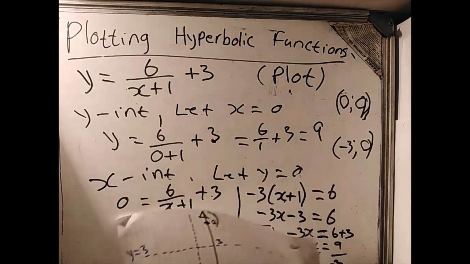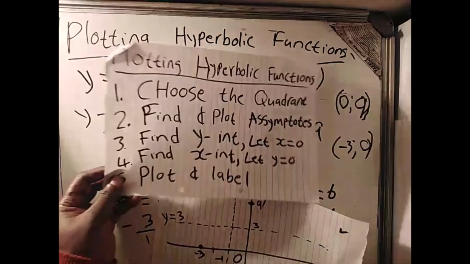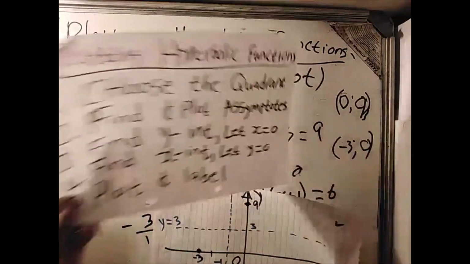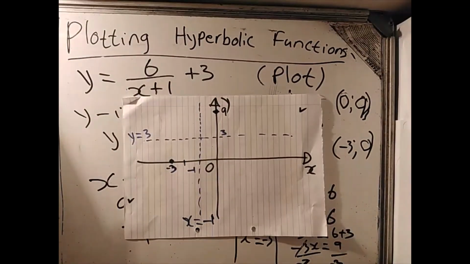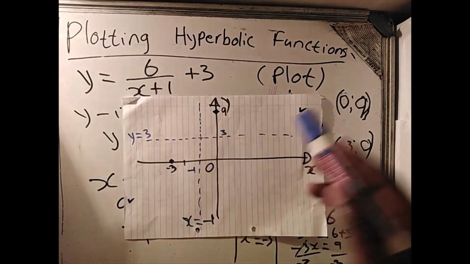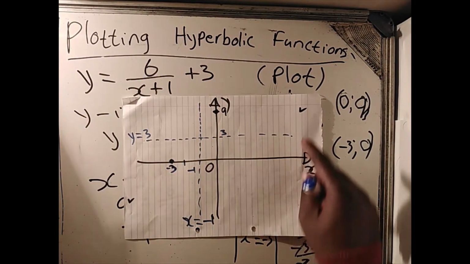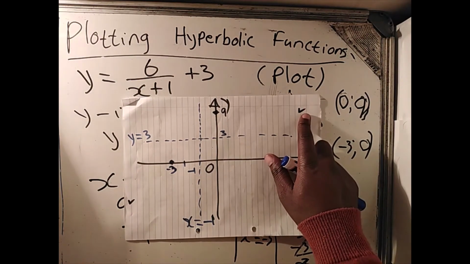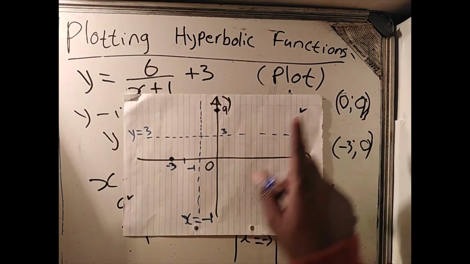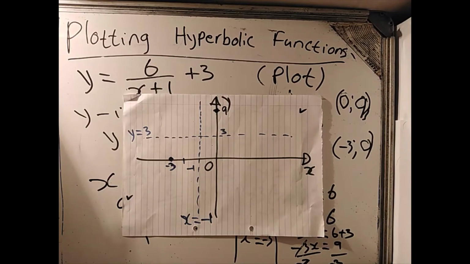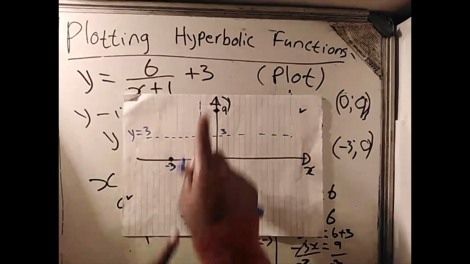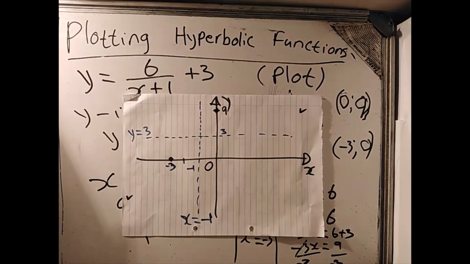And then, what is the last step? The last step is to plot and label. So when you plot and label, we do this and then this in appropriate quadrants. Which quadrants do we have now? We have quadrant 1 and quadrant what? And quadrant 3.